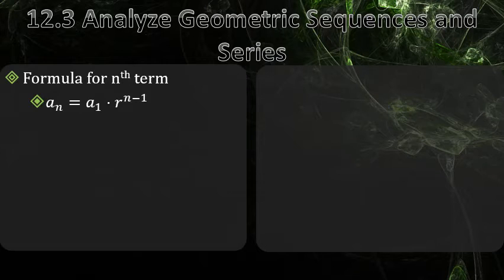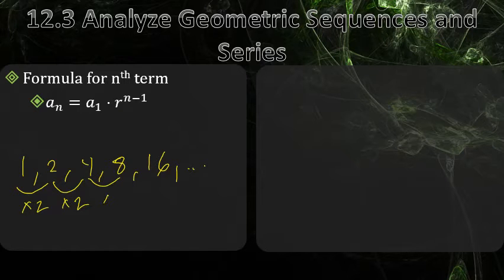The formula for the nth term is an equals a1 times r raised to the n minus 1. If you care how we get that, let's say we have the series 1, 2, 4, 8, 16. So I'm multiplying by 2. So I multiply by 2, multiply by 2, multiply by 2.